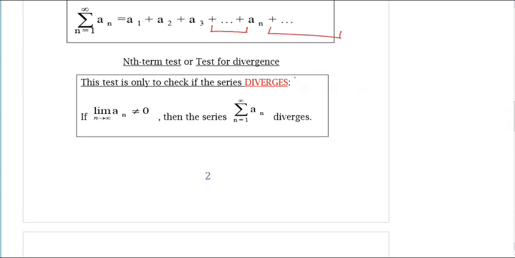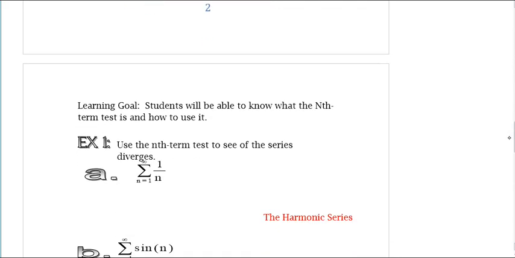So let's take a look at the test itself. The nth term test. The thing about this test is that it only checks for divergence. It doesn't check to see if it converges. It says if I have the limit as n approaches infinity of a sub n, and I get anything besides 0, then the series diverges. So if you get 15, negative 17, or infinity, then it means that it diverges. If I get 0, you have to use another test. It's really easy, and I like to use this first just in case.